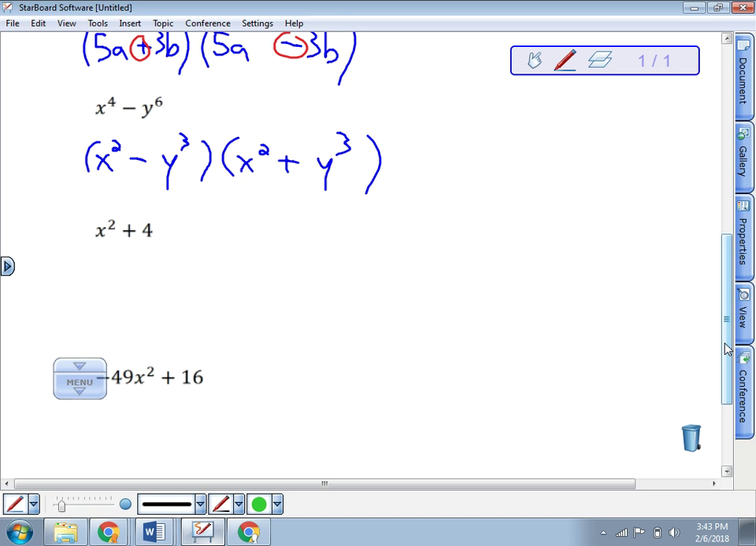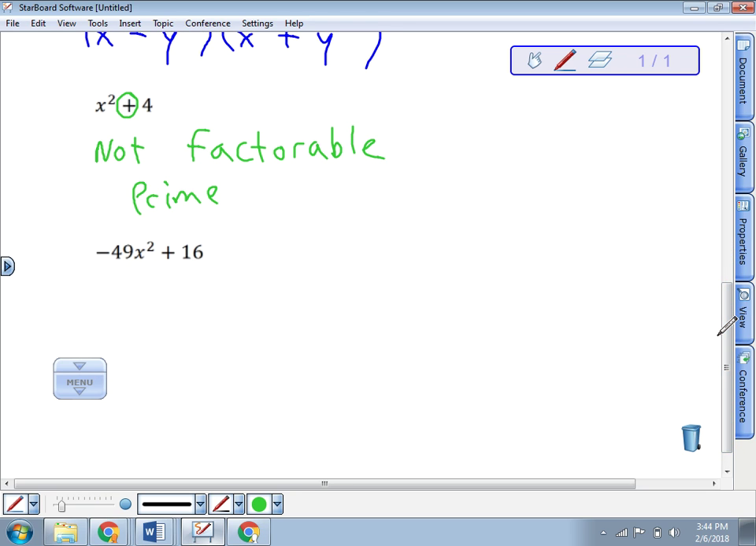This is a special one. Notice, this is a plus sign. So it is not the difference of perfect squares. Believe it or not, if we try to factor it, we can't. So this is not factorable. In MyMathLab, they'll say that it is prime. You can't factor it. We've got two perfect squares, x squared and 4, but it's not a difference. So if you see that plus sign, watch out for that. It's not factorable. Let's take a look at one more.